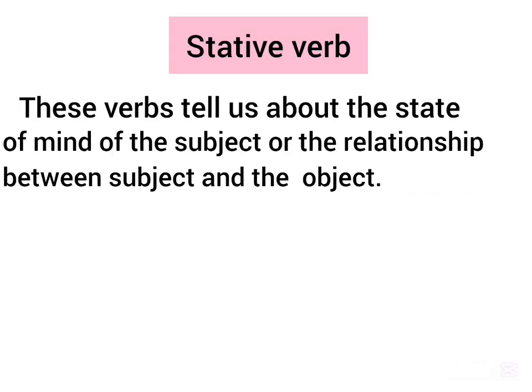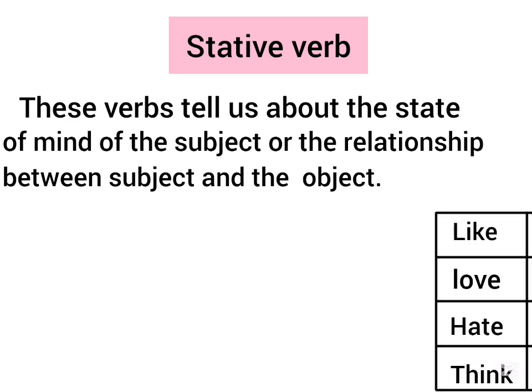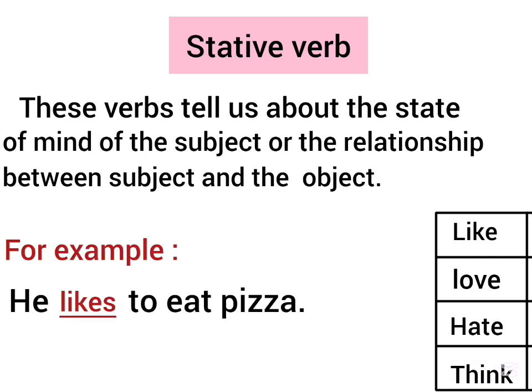Stative verb. These verbs tell us about the state of mind of the subject or the relationship between the subject and the object. These verbs include like, love, hate, think. For example, he likes to eat pizza.